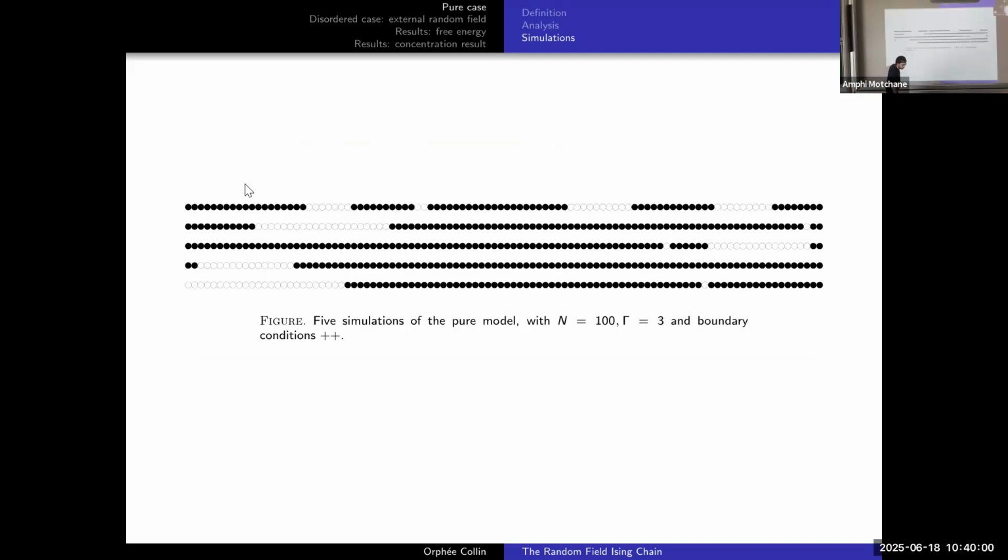Let me show you some simulations. Here the system is of size 100, gamma is equal to 3. And I used plus boundary conditions, which are not represented this time. Typically the length of the spin domain should be exponential of 2 gamma plus 1, so exponential of 6 plus 1, which is around something between 10 and 100, I guess.